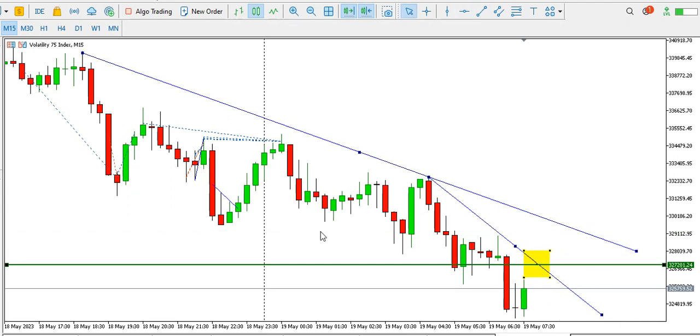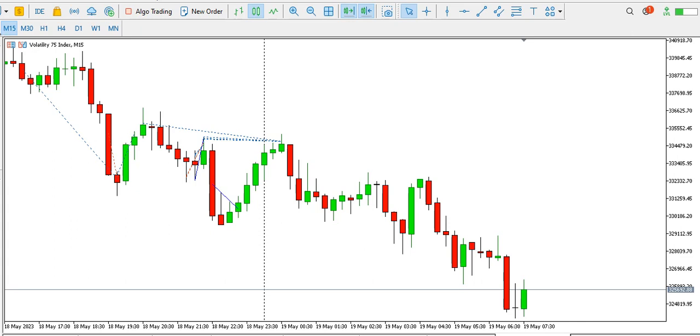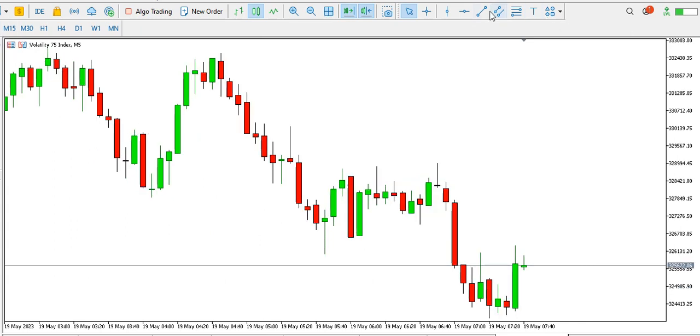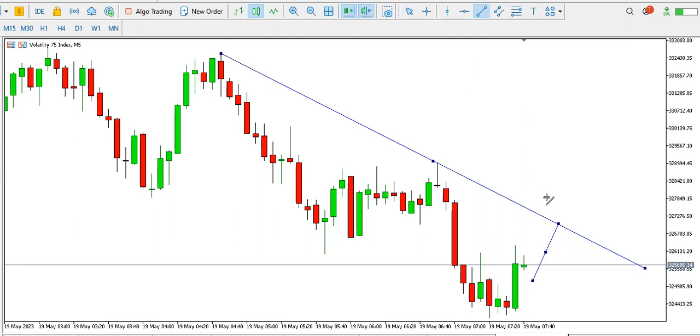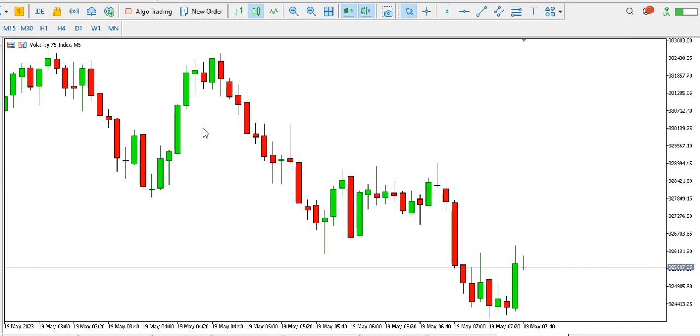The overall trend is bearish. Look for selling opportunities. Still on V75, still selling. You might want to wait for price to get to this trend line before you jump in on your sell trade. Okay, that's that for V75.